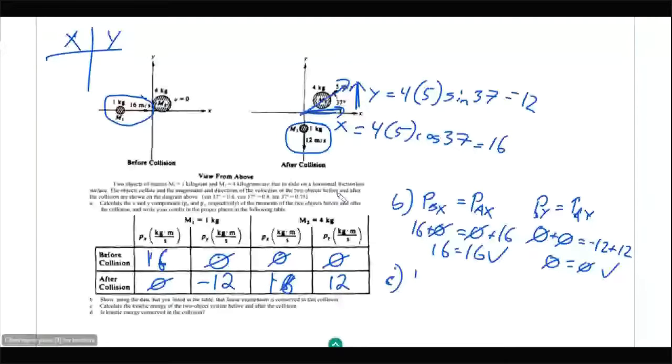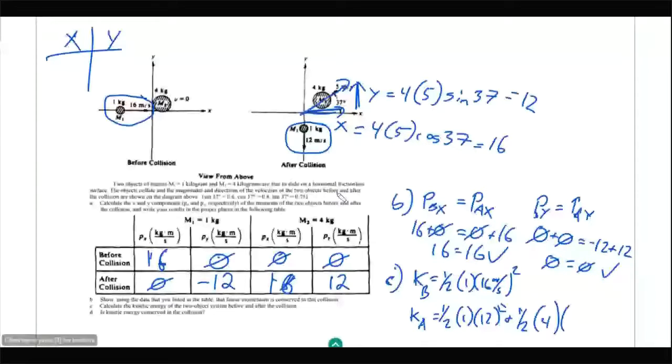Okay, part C, kinetic energy before and after. Beforehand is just M1, so that's 1/2 times 1, and it's moving at 16 meters per second, so that's my before. Kinetic energy after, now I've got 2 objects, so I've got to add them both up. So that's 1/2 of 1 times 12 squared plus 1/2 of 4 times 5 squared. I don't care about x and y. We're talking about energy, so I can just use the 5 as the velocity after the fact on there, and we'll get our numbers.